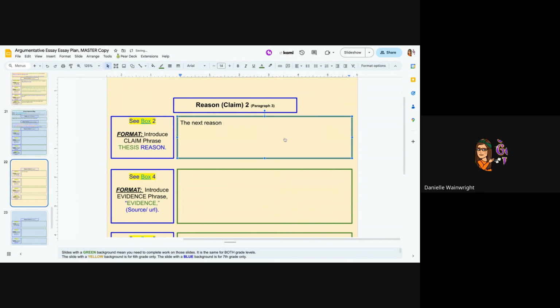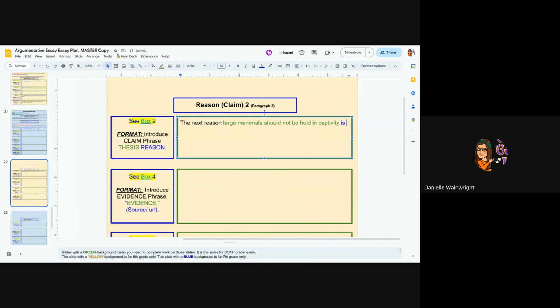So I'm going to state it again, and yes, it's going to seem repetitive, but that repetition kind of keeps you grounded in your writing. So you're going to write your claim again. So I'll write the next reason: large mammals should not be held in captivity. And then you're going to give your reason, and you're going to type that in blue.